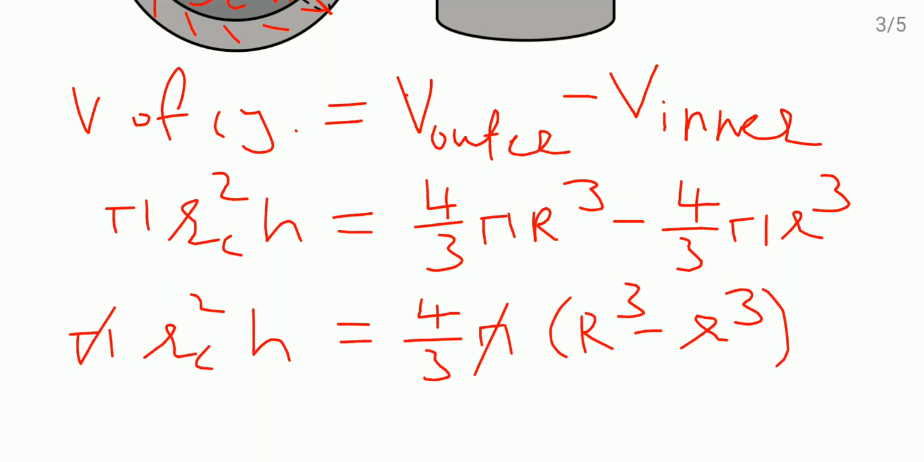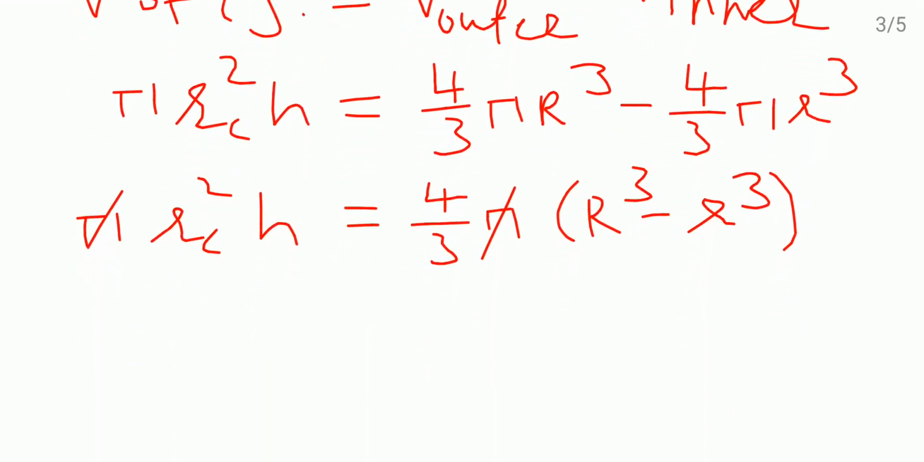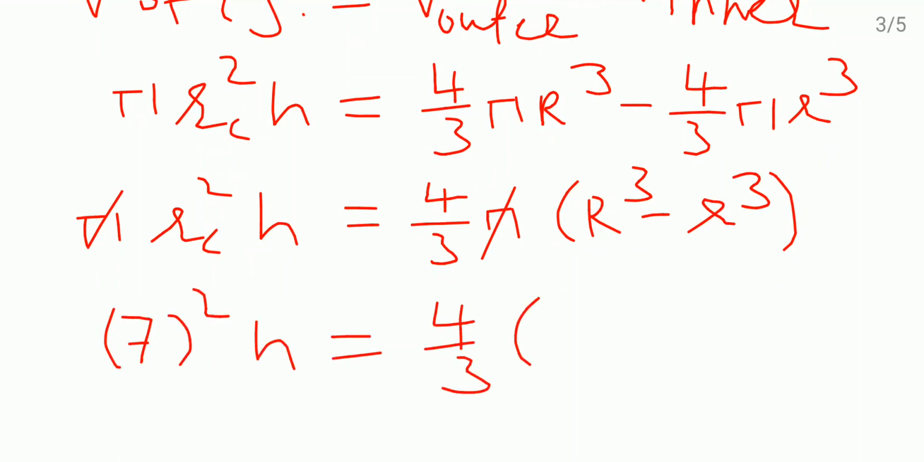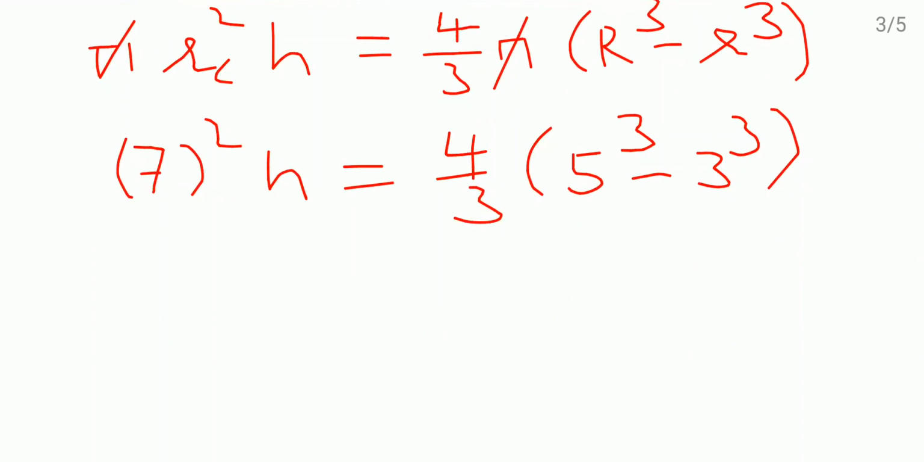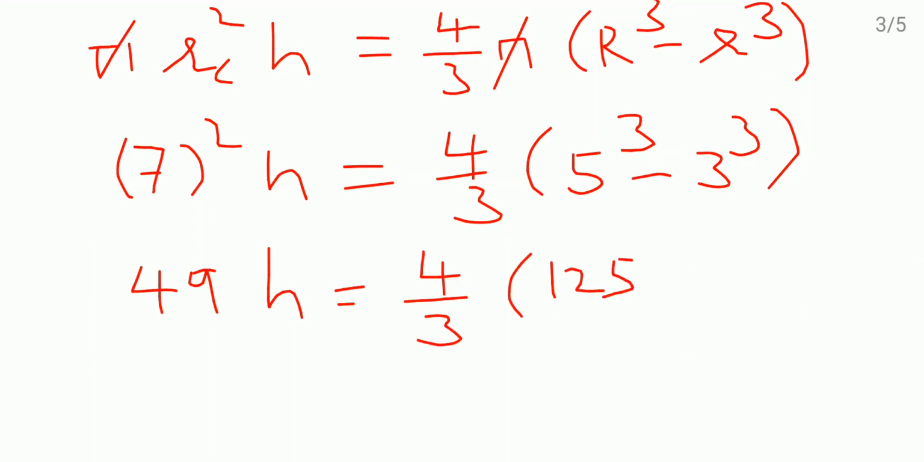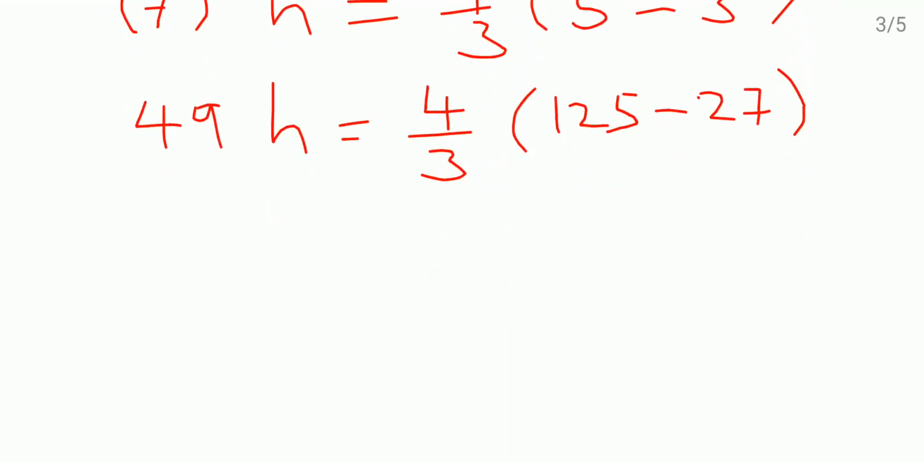Let us substitute the values now. Radius of the cylinder is 7, so 7 square into h, which is equal to 4 by 3 into 5 cube minus 3 cube. This one is 49, and h is as it is. 4 by 3. 5 cube is 125 and 3 cube is 27. We'll do the subtraction here.